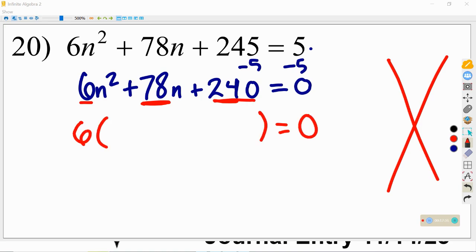Because the answer is yes, right? There is a number that we can multiply by 6 to get 78, and that would be 13, right? 6 times 13 is 78. And so I divided all these terms by 6. So now we made it to the step where we factored out the greatest common factor, and the greatest common factor in this case was 6, right? We were able to take that out.